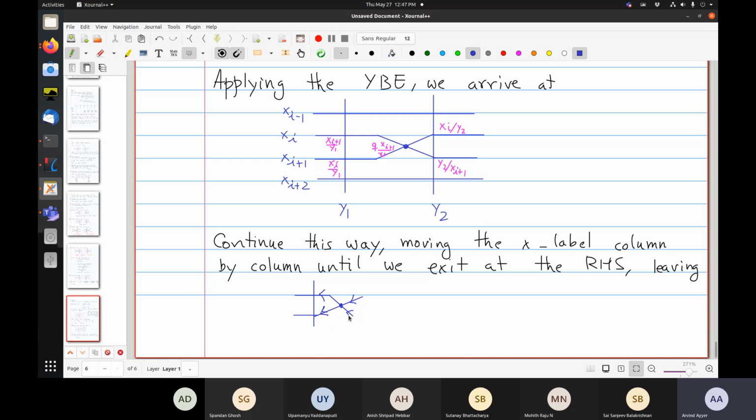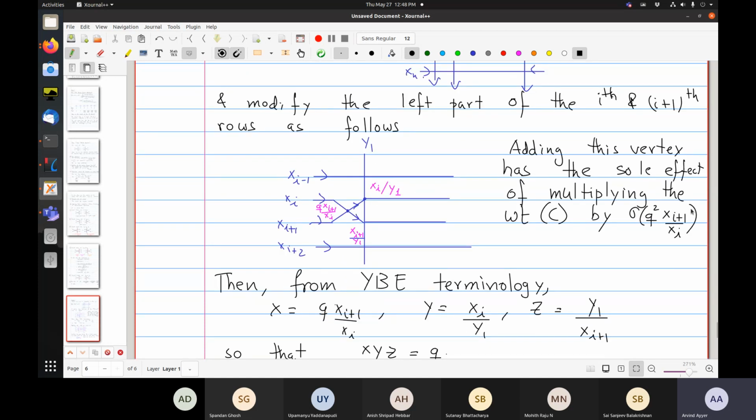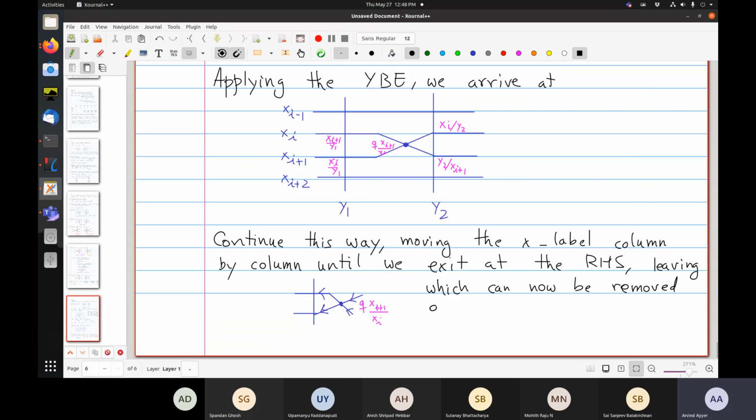Okay, and this has the same weight. This weight does not depend on the column, so I continue to get q xi plus 1 by xi, which can now be removed, adjusting for this factor, absorbing the extra factor we added.